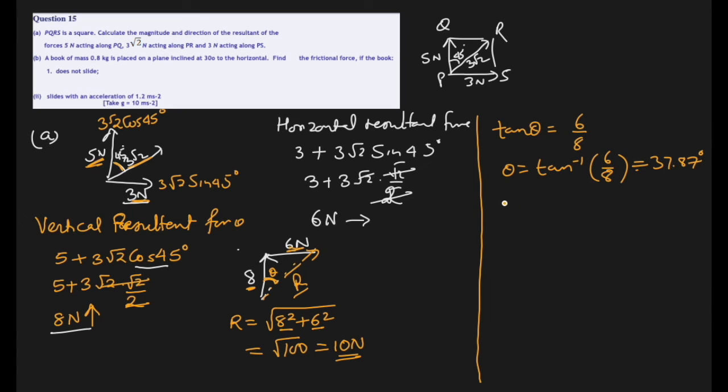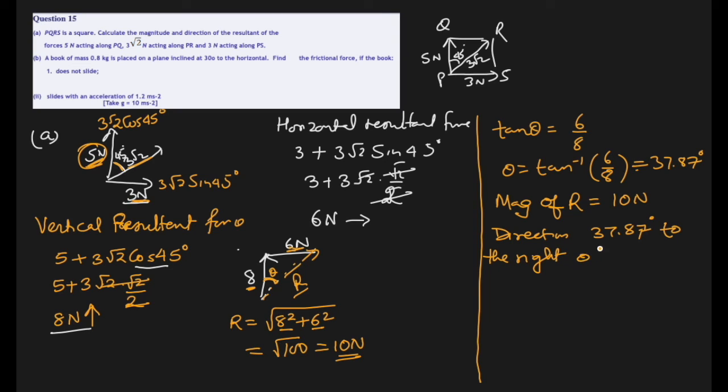So you can write the magnitude of R is 10 Newton, direction is 36.87 degrees to the upper direction, which is 5 Newton, right? To the right of 5 Newton force. We should always have a reference for the direction. Okay, they have not said east, west, north, south, so we can't use it. We can't use bearing in this.